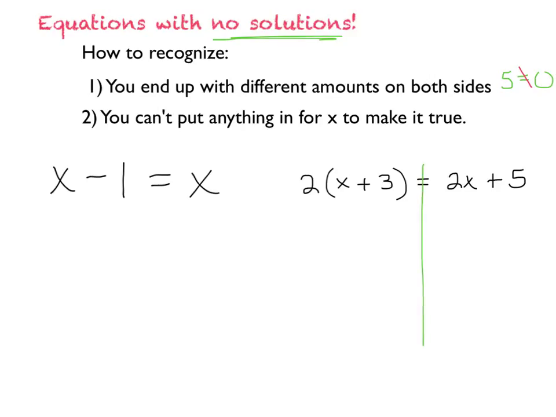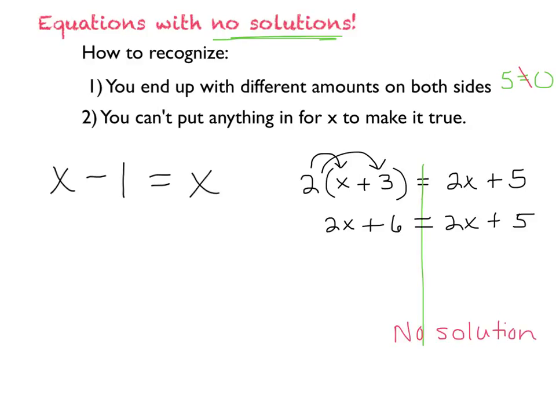Now this one, it's kind of hard to tell to start with, so I'm going to have to distribute. So I'm going to do 2 times x, which is 2x, plus 2 times 3 is 6. And that equals, on the other side, 2x plus 5. Now, you might notice right away, if you get to this step, that this is never going to be equal, because do you notice they both have 2 x's on both sides? So that amounts the same. But then this side has 6, that side has 5. So right away, you might notice this is going to be a no solution answer.